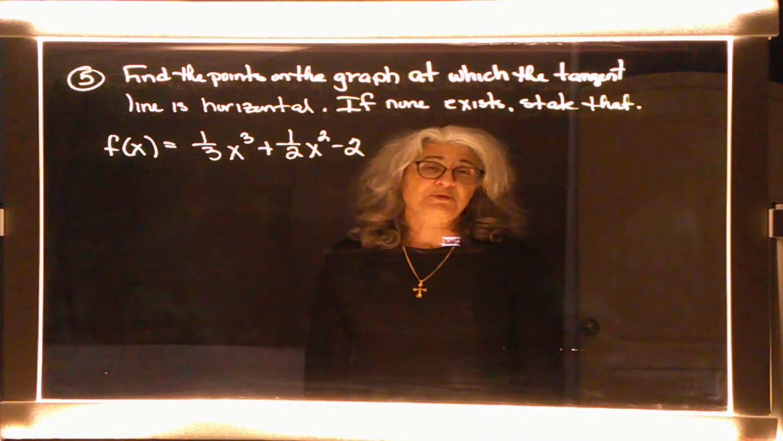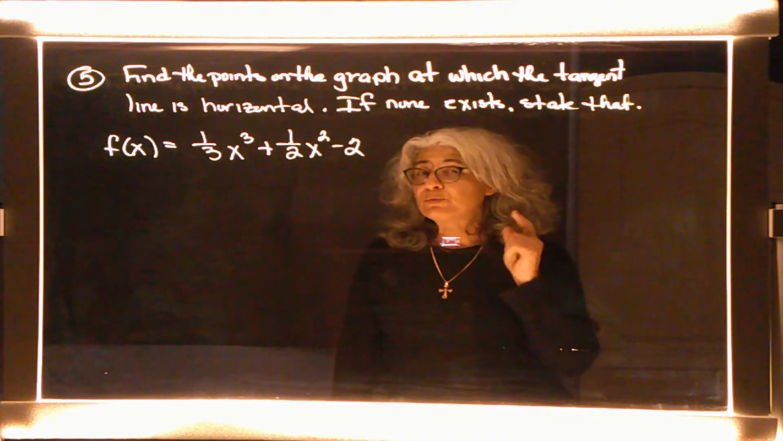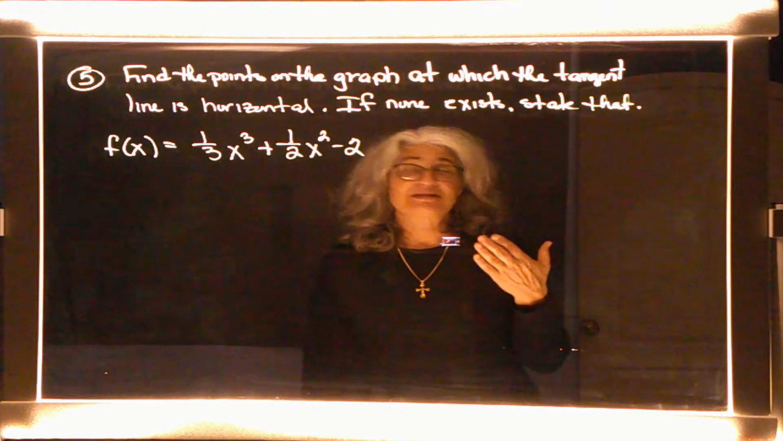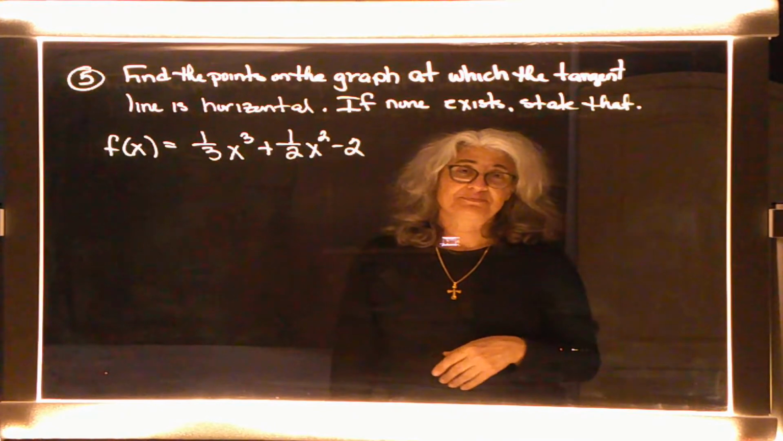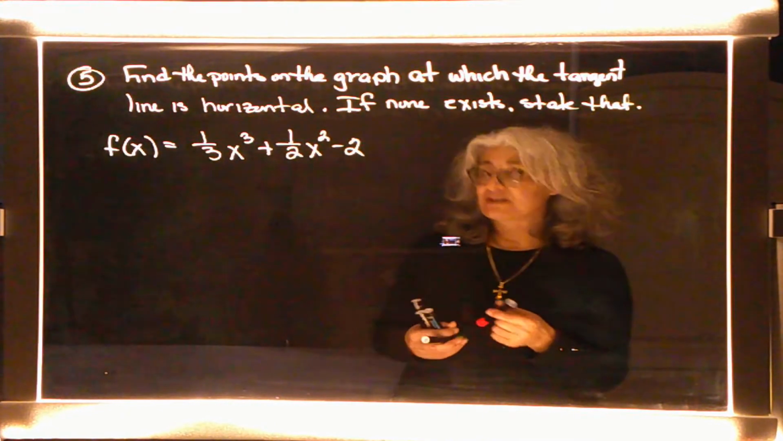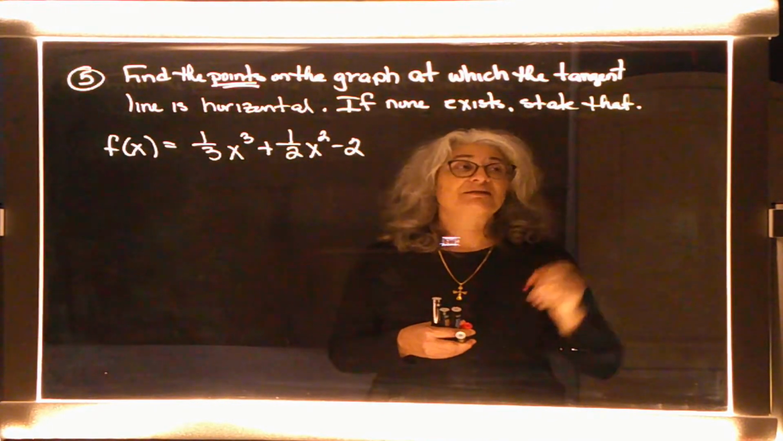Let's look at this 5th problem. It asks us to find the points on the graph at which the tangent line is horizontal. And it says if none exists, then state that. Now notice what it's asking you. They're asking you to find the points. They're asking you to find an x and a y.